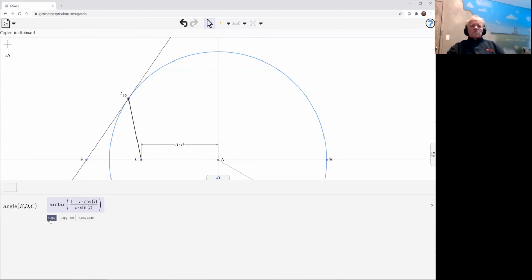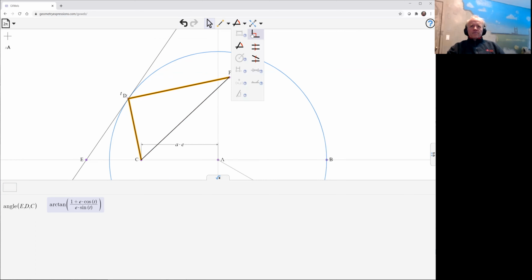Let's copy that, because we would like now to have the following point, the point where the angle from the focus here is this, where DFC is the same as EDC. And also this angle here is perpendicular. Right. So we'd like this angle here to be the same as this. So copy it and paste the result in.